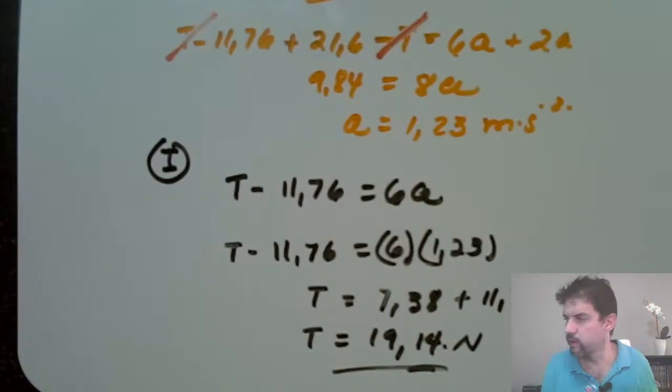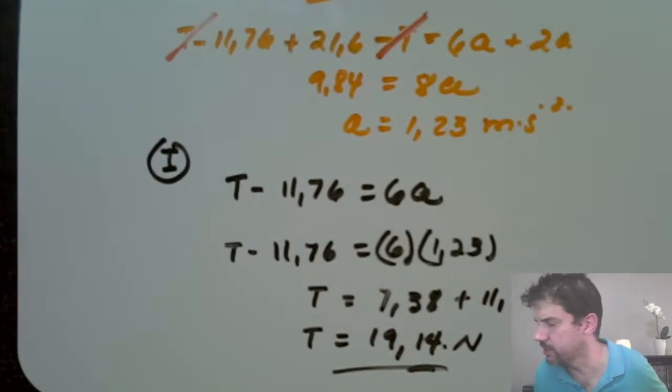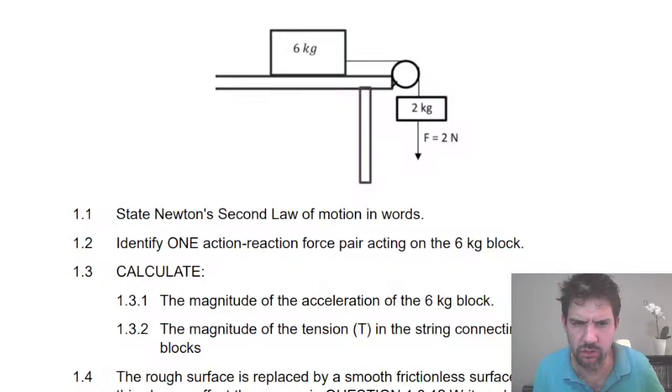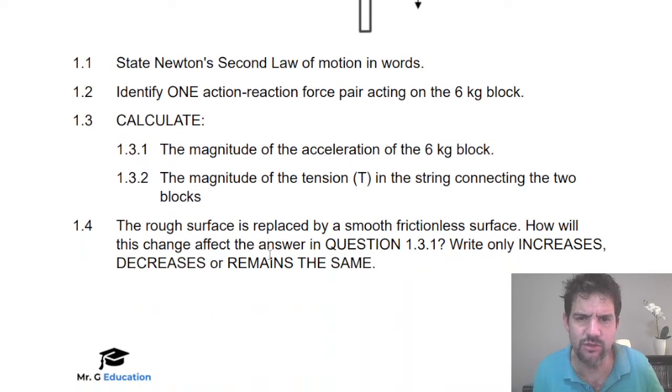Yes. So I want to find out if there is any problem, any question, so we can continue. The next question says, the rough surface is replaced with a smooth frictionless surface. How will this change affect the answer in question 1.3.1? Go up, down, or remain the same. Guys, the answer is very easy. If you remove the frictional force, how is the acceleration going to be affected? It's easy. If there is no friction, the net force increases.